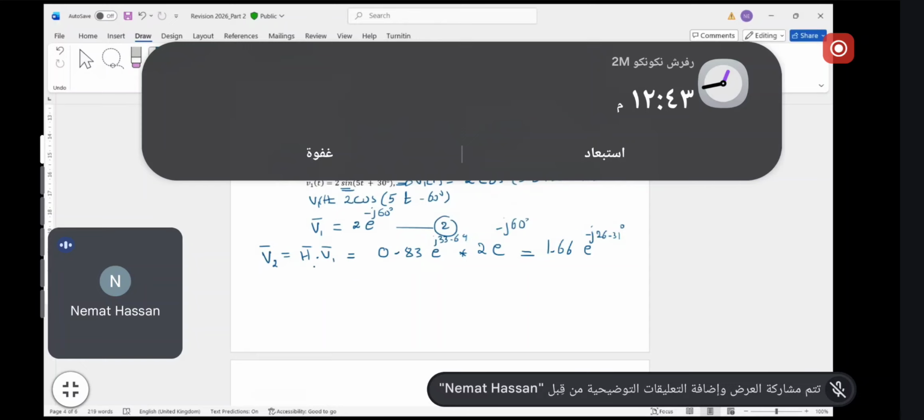All you have to do is just convert it back to a cosine waveform. So V2 of t is equal to 1.66 cosine omega t, and omega is equal to what? 5, minus 26.31 degrees. And this is the answer that we're looking for. Clear? The steps are clear for you? The calculation is clear? Okay, so that concludes question 2.